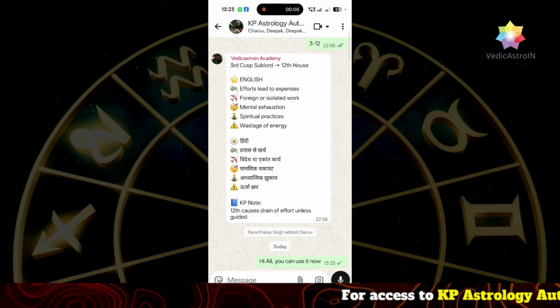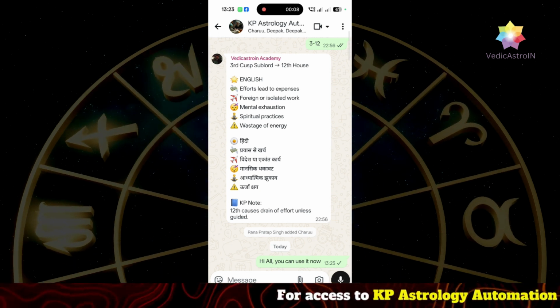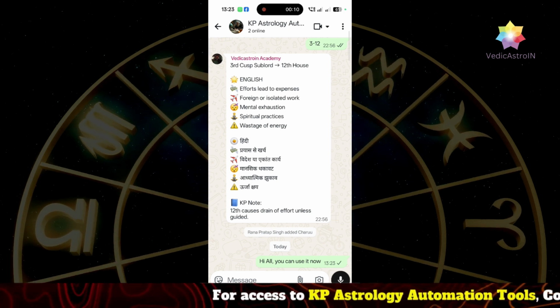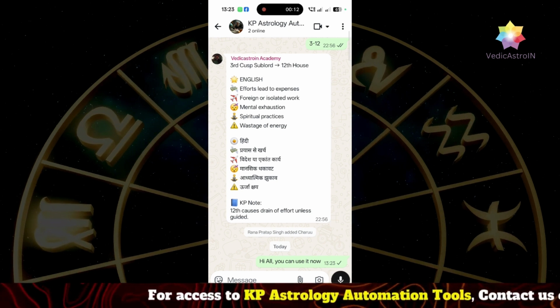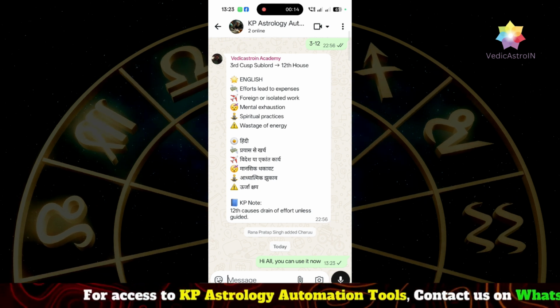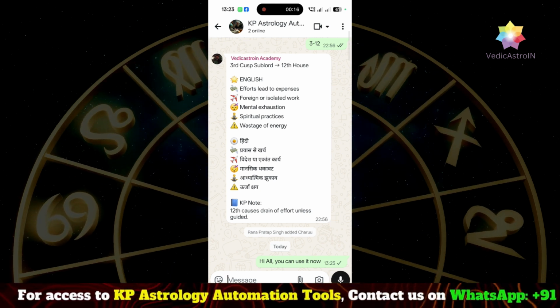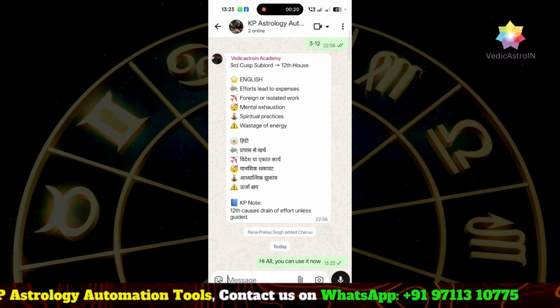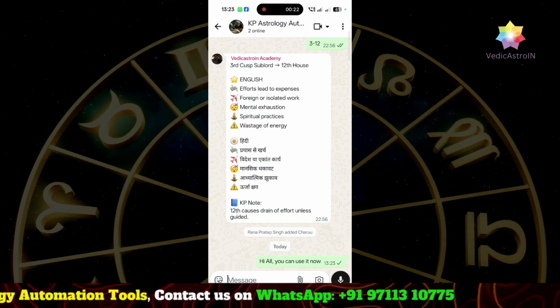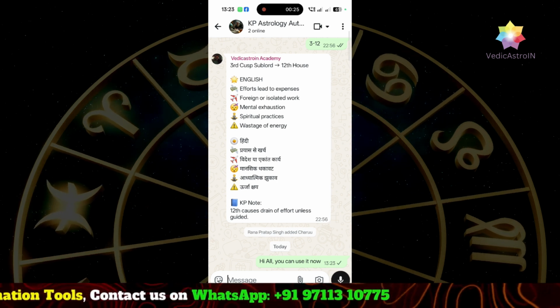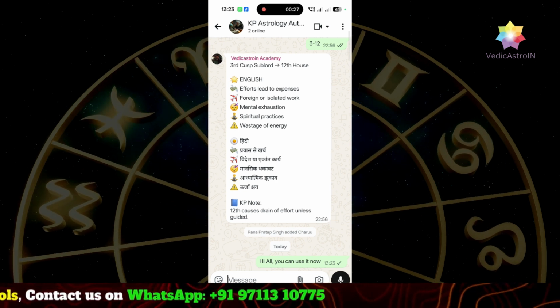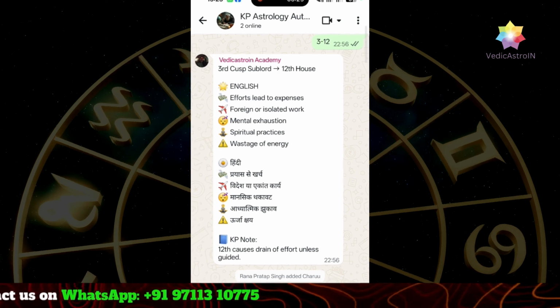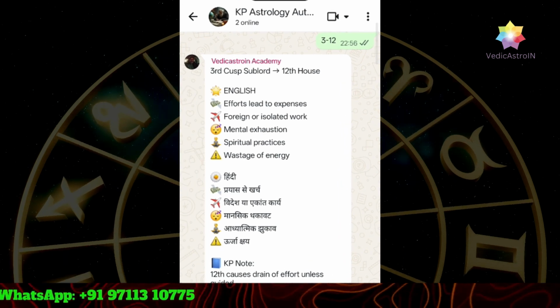Today we are going to discuss the KP automation tool. Basically, this is for those people who are learning KP astrology, and also it is specifically a tool for those who are practicing KP astrology. Sometimes people are not capable enough to read the books at the time when they need some information about certain KP rules, right? So for that, I have created a tool which is KP automation.